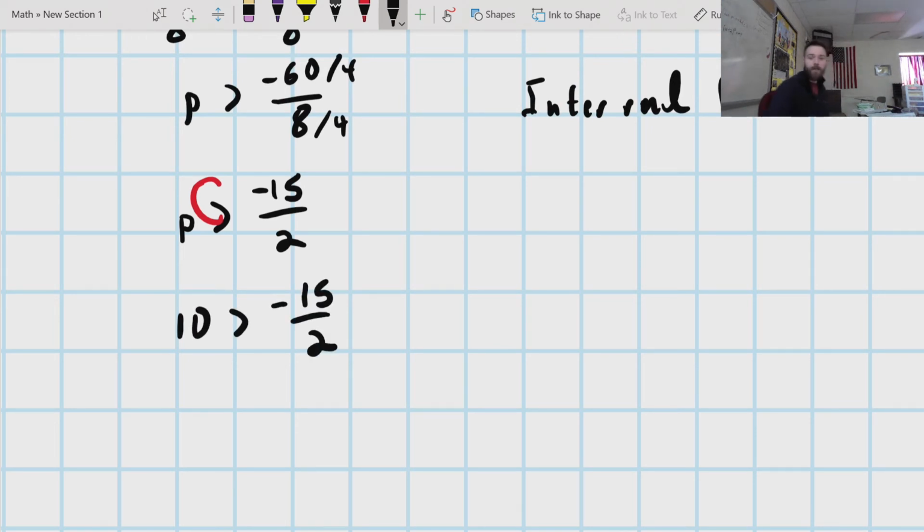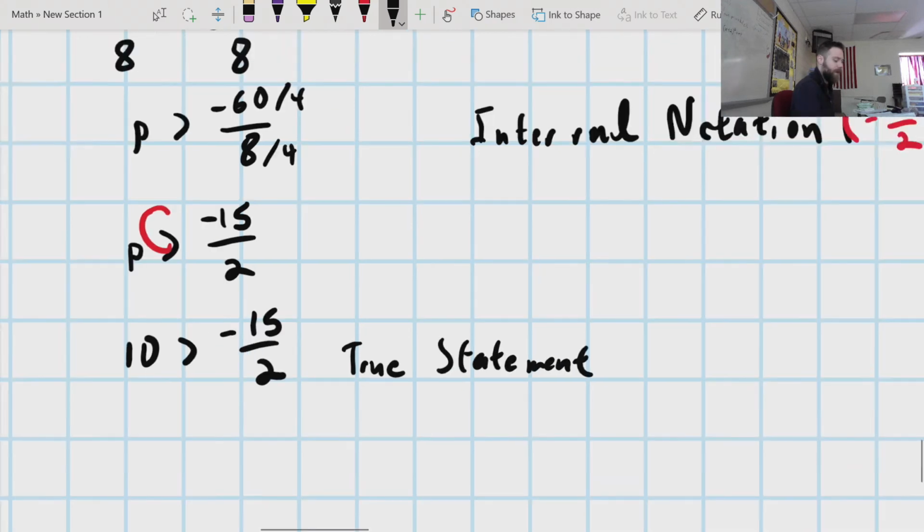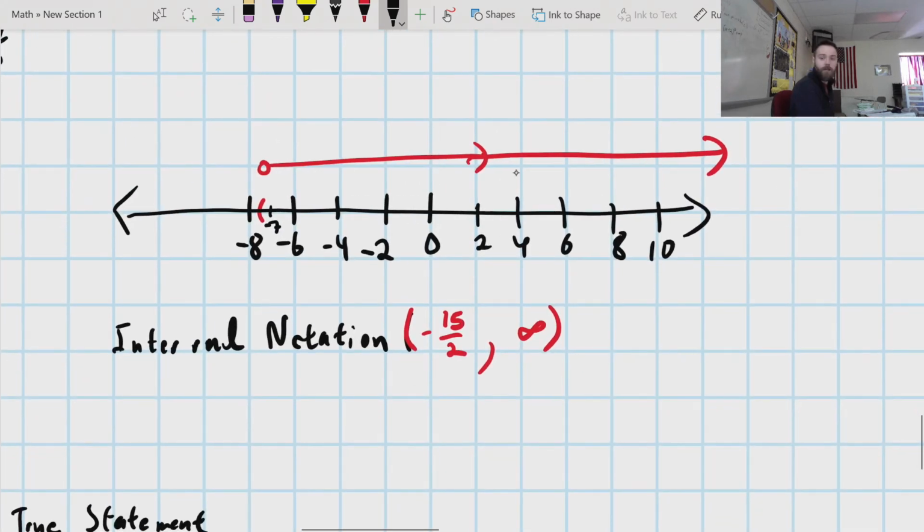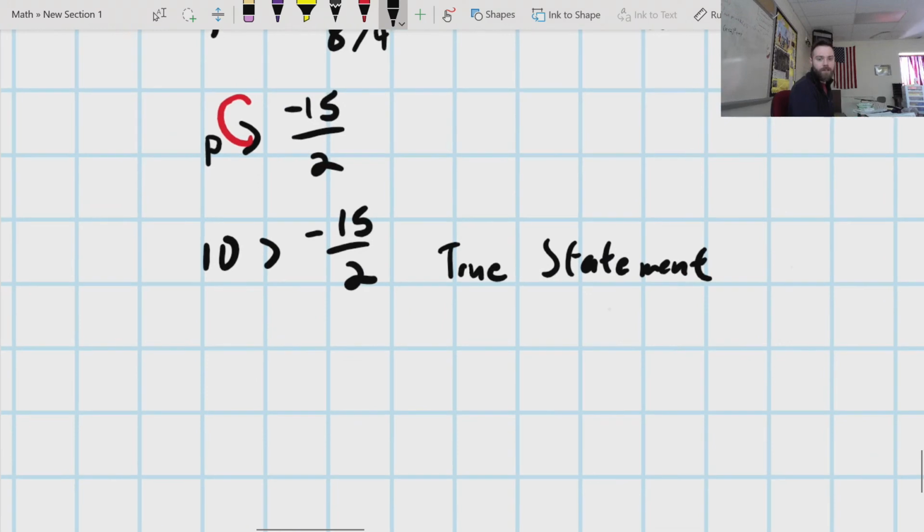And if you take a look at that, you ask yourself, is 10 greater than negative 15 over 2? So 10 is greater than a negative. So yes, 10 is greater than negative 7.5. That is a true statement. So any number that you pick out of that list, that arrow is kind of representing, any number in this list from negative 15 over 2 to positive infinity, will make this statement true.